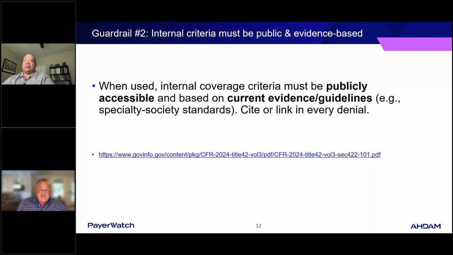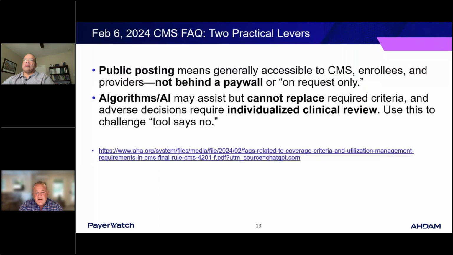2024, two points came out. And as I alluded to, the issue of not behind a paywall or on request only is the big one. The government has said that public posting means just that. It has to be widely accessible to enrollees and providers. I have had some difficulties searching and finding those. Reggie, you've got some experience with that. What has your experience been there?